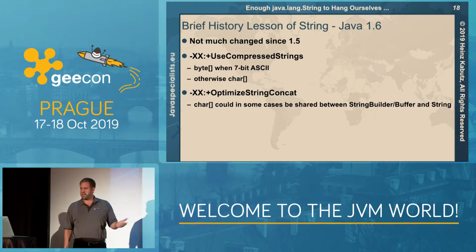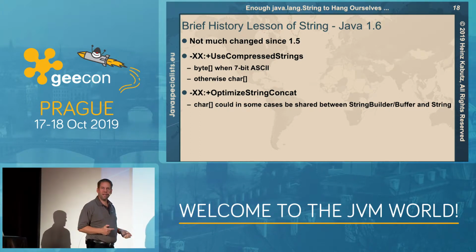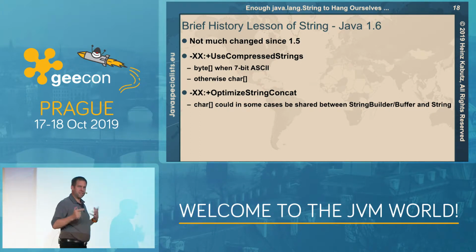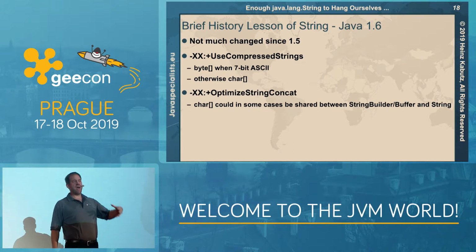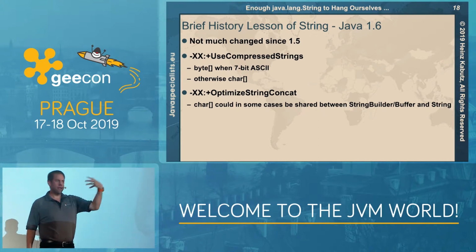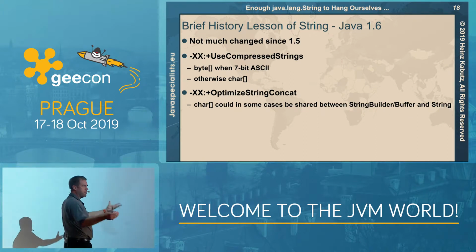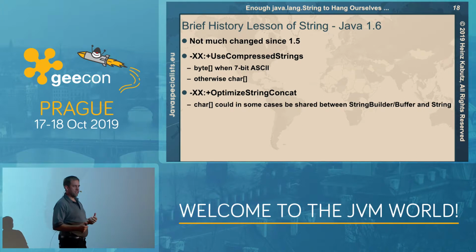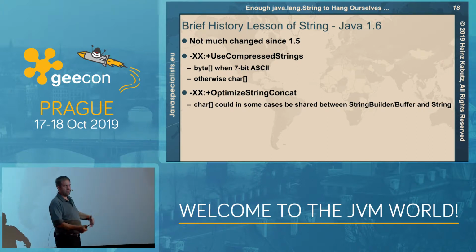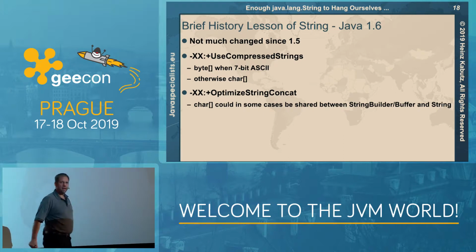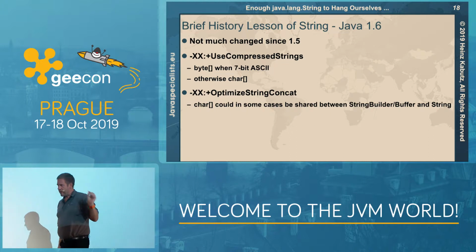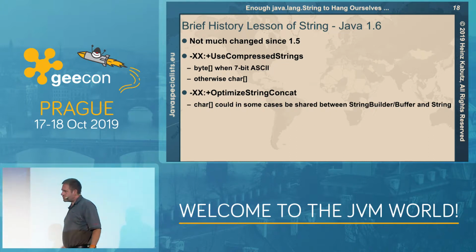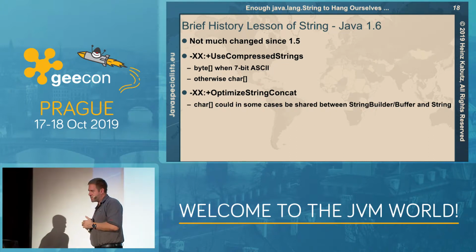Java 1.6 didn't change much, but they did have for a while this experiment of compressing strings. The idea with compressing strings was that you could have either a char array or a byte array internally. Because it was made in America, they only supported US ASCII. So if it was even Latin-1, it wouldn't actually compress it. It had to be just 7-bit US ASCII at the time. So that was the idea with compressed strings.